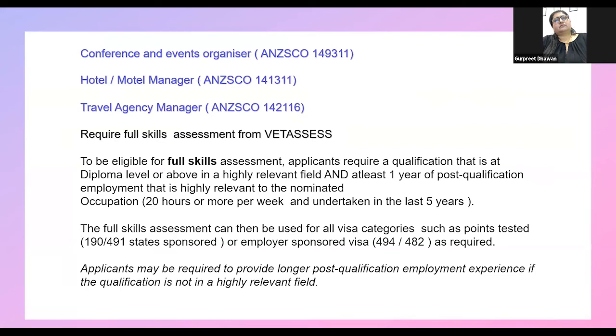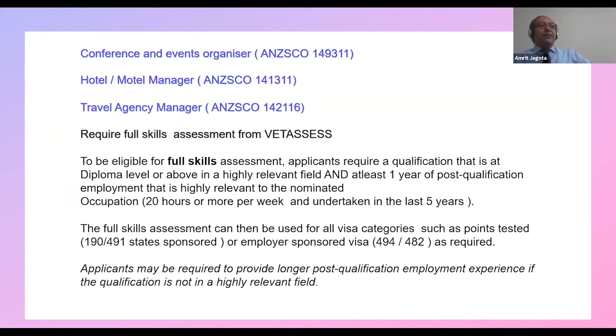For these visa categories, they will need a full skills assessment, which means they require a qualification at diploma level or above in a highly relevant field, and at least 1 year of post-qualification employment, also highly relevant to the nominated occupation. It can be 20 hours a week or more, and it should be undertaken in the last 5 years.